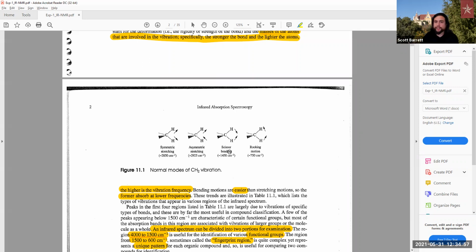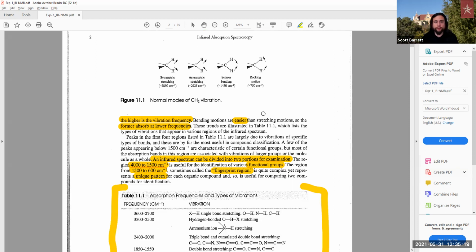But it is lower, so you see that they absorb at lower frequencies because they are less difficult for the molecule, functional group, or compound to perform this bending or rocking. It's much easier than stretching. The stretching is a much higher energy, therefore the number of inverse centimeters would be a larger number.